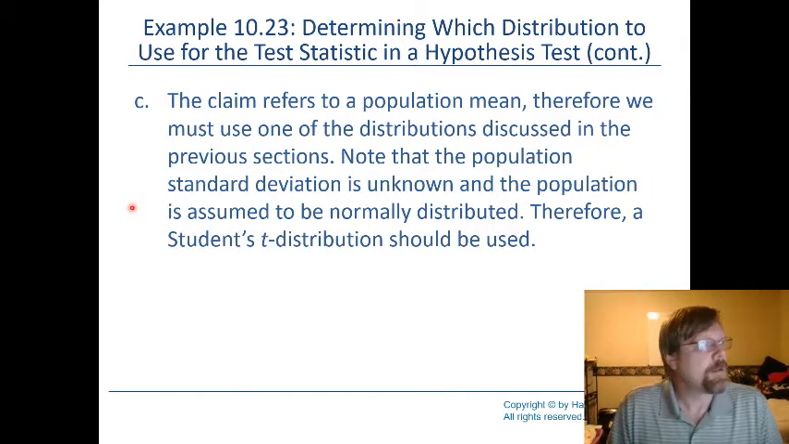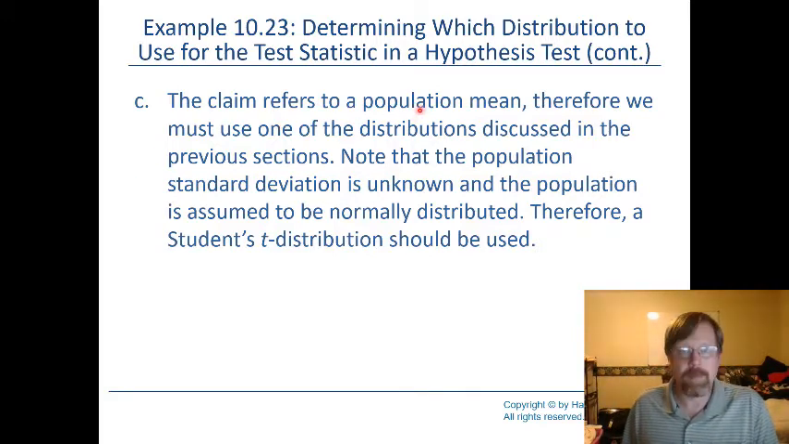Okay, last one. It's referring to a population mean, 3.02 inches of rainfall mean instead of a proportion. So we're going to shift to one of the previous sections.